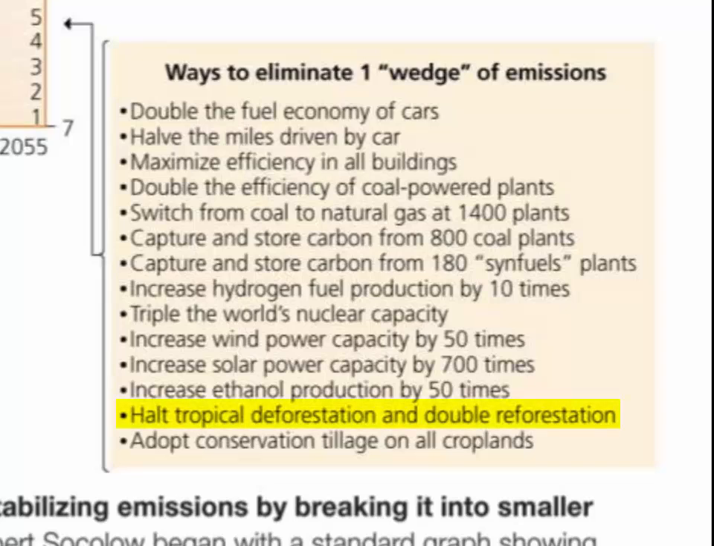Halt tropical deforestation and double reforestation efforts, and adopt conservation tillage on all croplands. I hope this last topic leaves you on a slightly positive note. There are things we can do to fix the problems we have created for ourselves, and the good news is we currently have the technology we need to make these changes. The question is more of a matter of will.